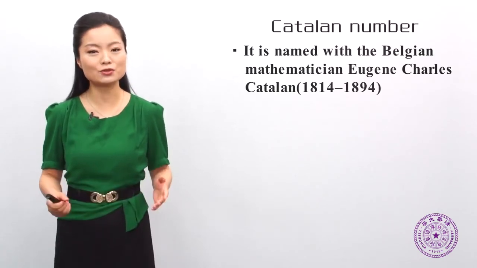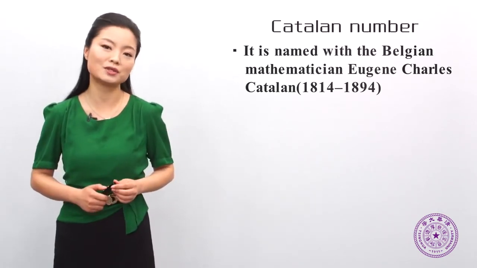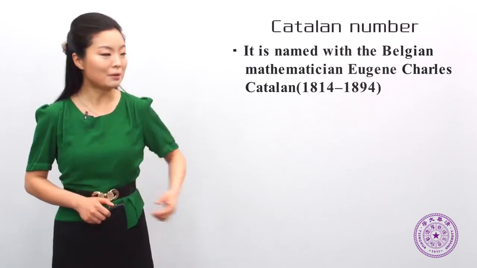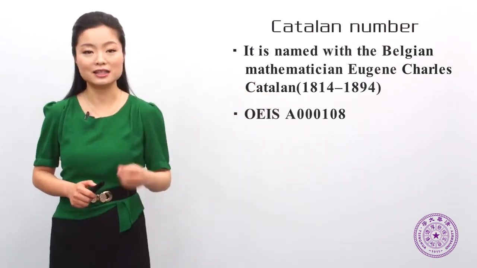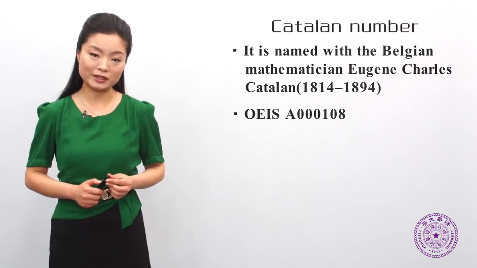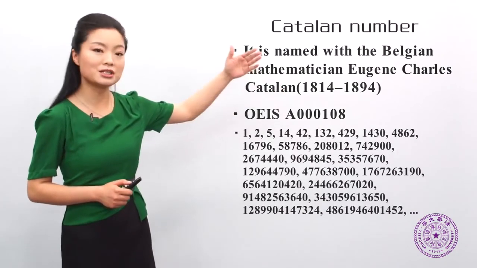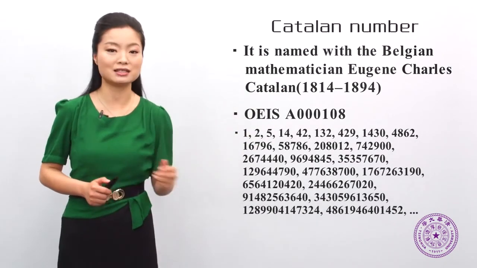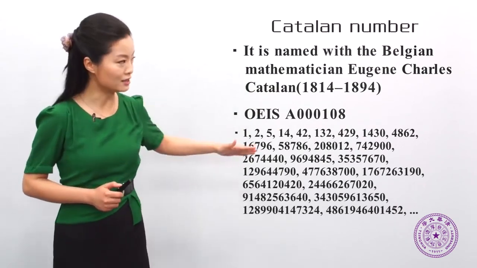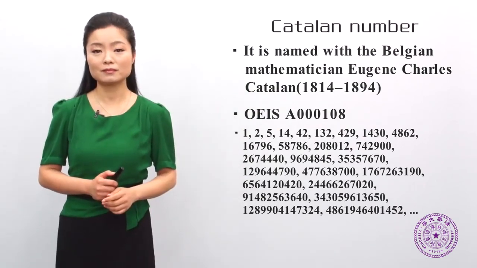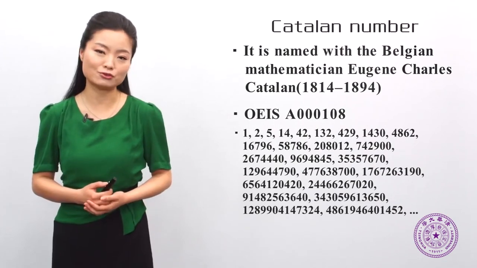In the modern age, the Catalan numbers have become an integral part of sequences. It was listed as A108 in OEIS. We can see that the first few terms are 1, 2, 5, 14, and 42, and so on. Its growth is very fast. So, how should we calculate Catalan numbers?